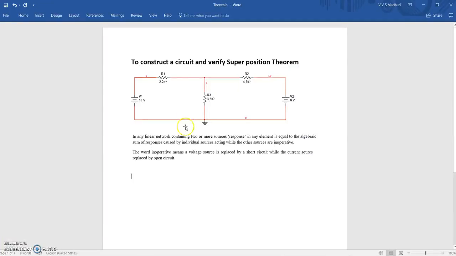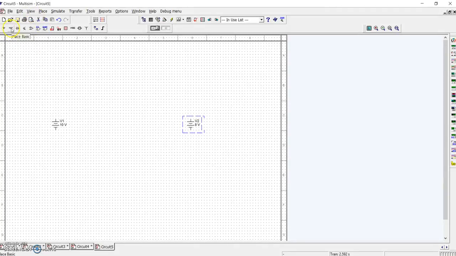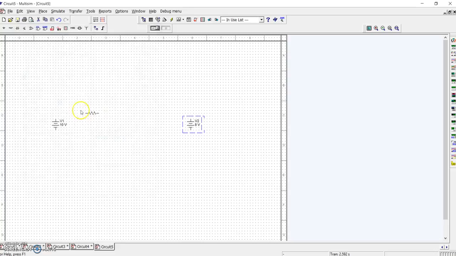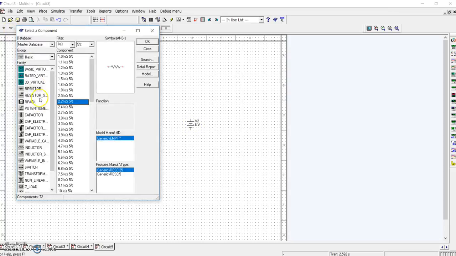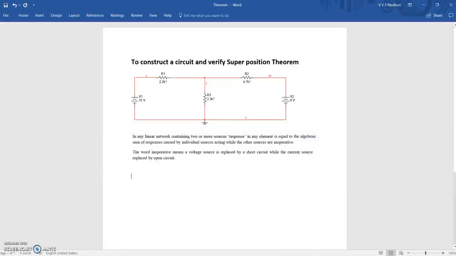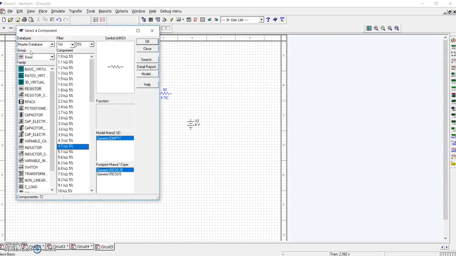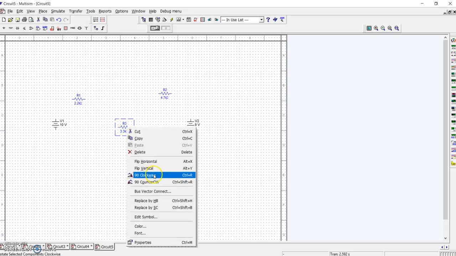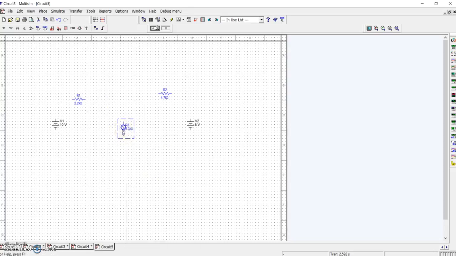We need the resistances of 2.2k, 3.3k and 4.7 kilo ohms. So by going to place basic, in that resistor, 2.2k and 4.7k and 3.3 kilo ohm resistance. By right clicking, rotate it by 90 degrees.